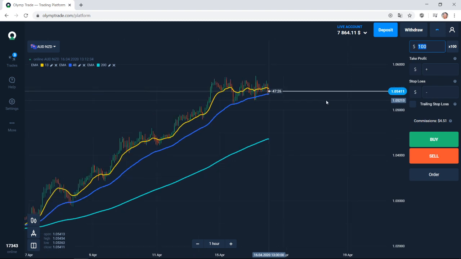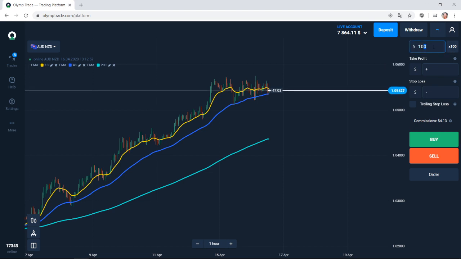And of course, hang tight, please. I will explain and then I will show you how this works. So once again, if I enter my trade for $100, although I have $7,864 on my account, $100 is potentially the maximum amount that I can lose. And now let me go ahead and tell you about the multiplier.